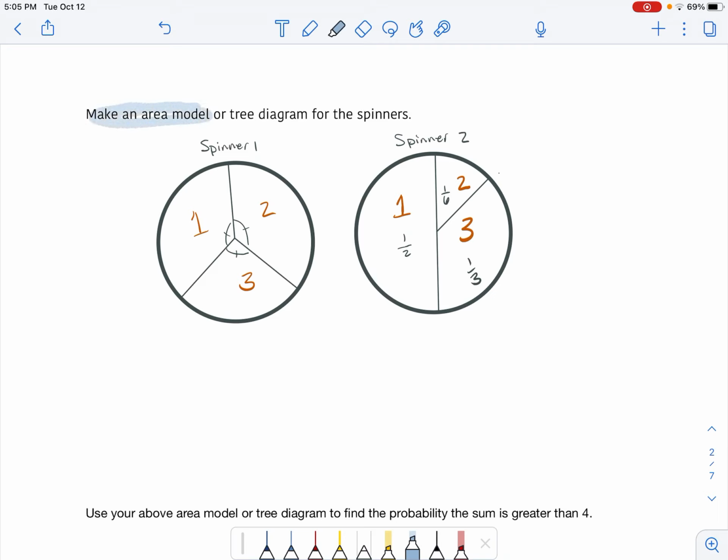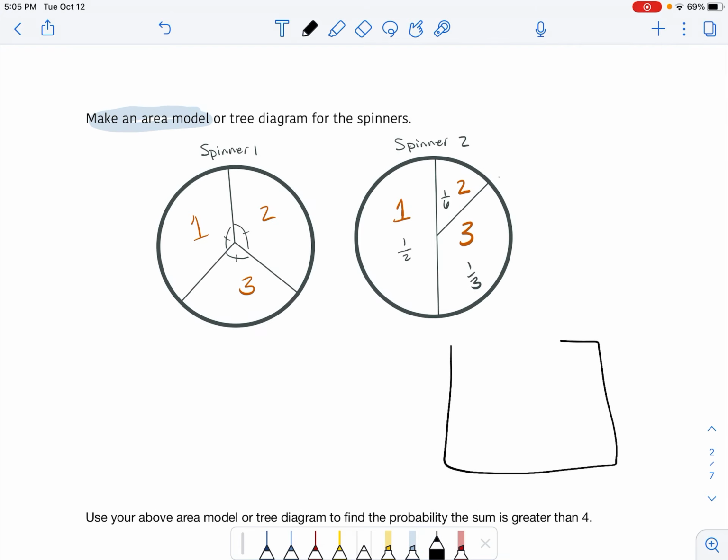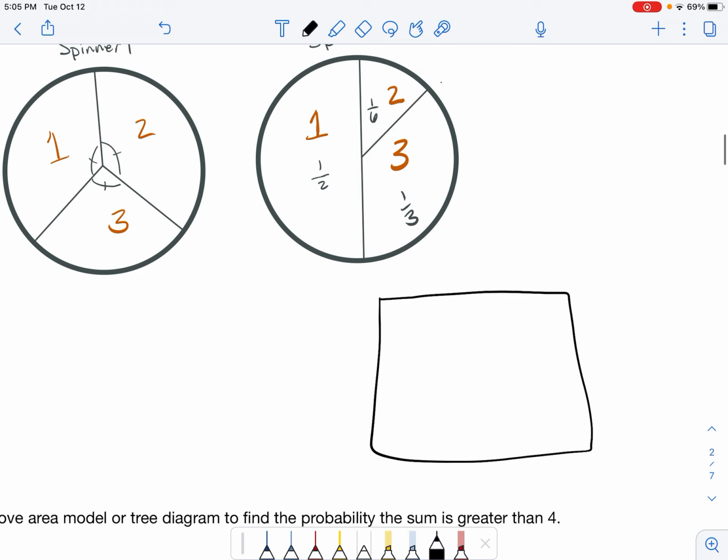So we're going to make an area model for these two spinners as shown. I'm going to start by building my square, and then I need to label them. I need to label spinner 1, spinner 2, and then I need to label my fractions here. 1, 2, 3 from spinner 1, and they're all equal, so they're all a third.